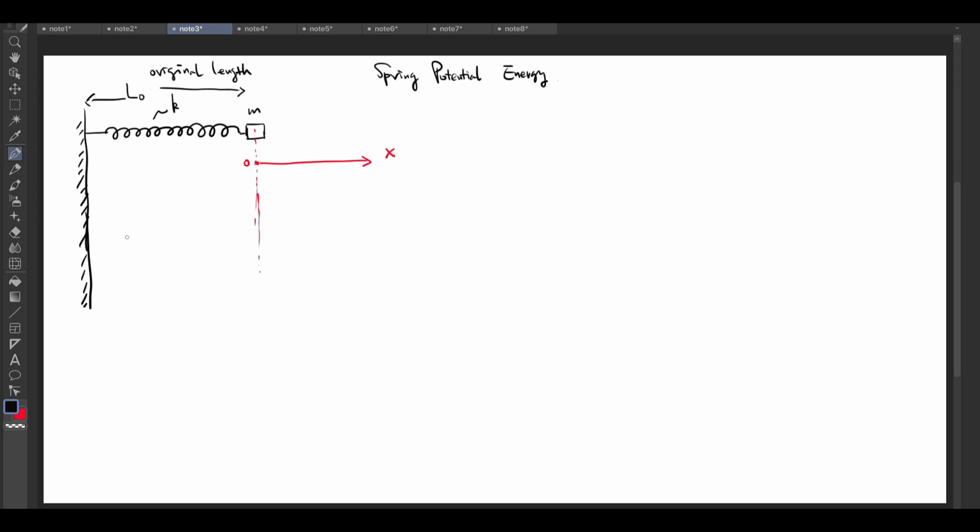Now imagine that we pull the spring to a position x. Let's call this some initial position x initial. Later on the spring moves to an even longer position, call this x final. Then we want to talk about the work done by the spring in such a process.